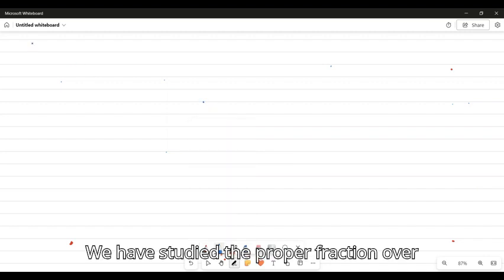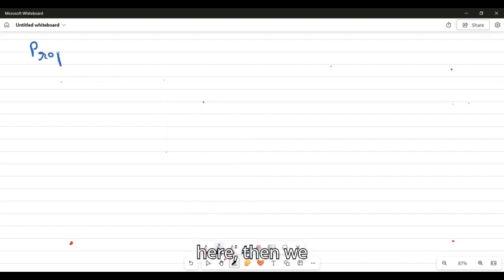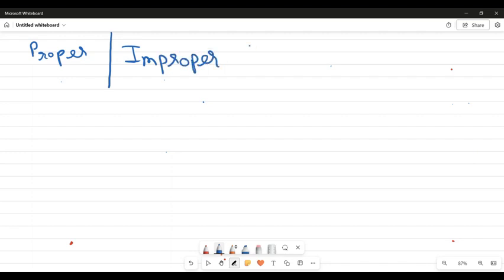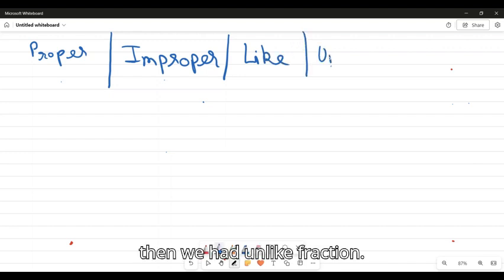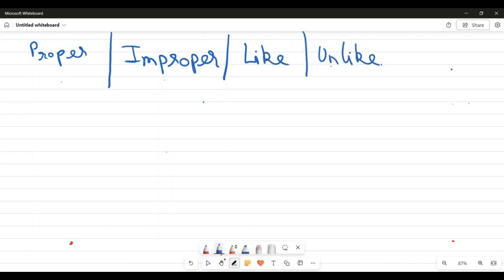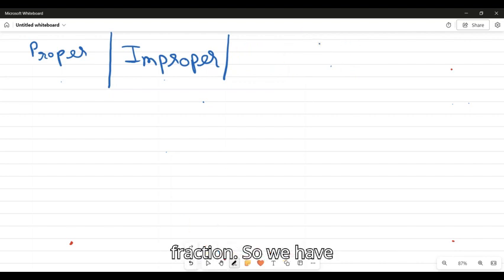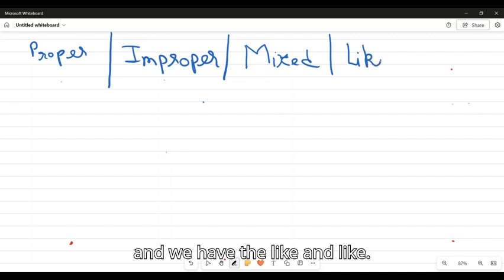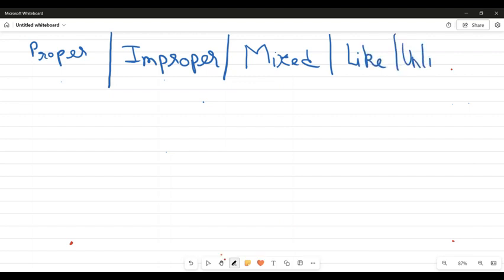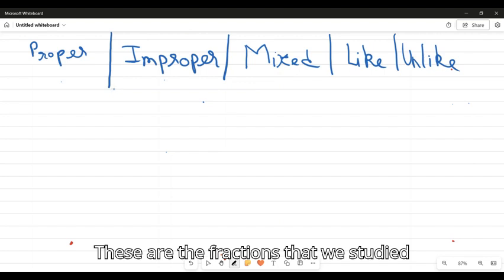We have studied the proper fraction over here. Then we had improper fraction. Then we had like fraction. Then we had unlike fraction. And of course, we forgot the mixed fraction. So we have the mixed fraction over here, and we have the like and unlike. These are the fractions that we studied so far.